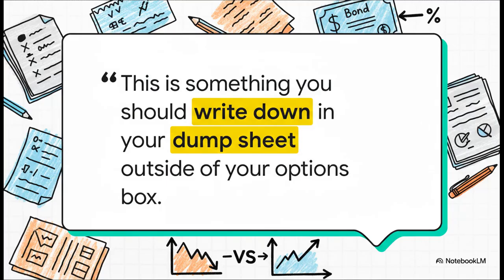And hey, don't just take my word for it. Tutors like Ken Finnan literally tell their students to jot this exact relationship down on their scratch paper, their dumb sheet, the second they sit down for the exam. It is a proven strategy to turn what seems like a confusing question into super easy points.